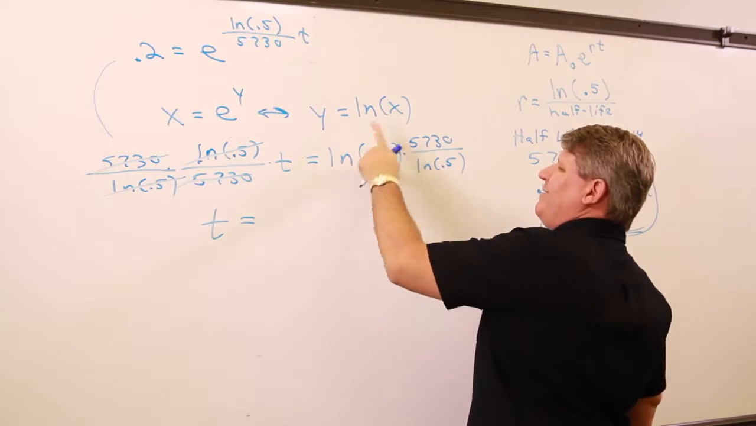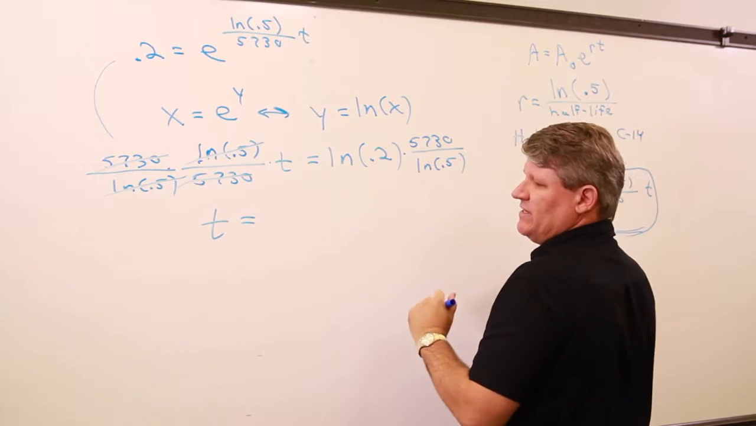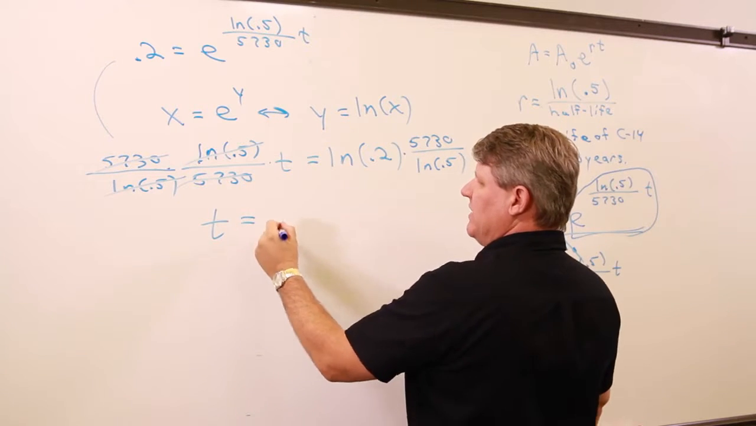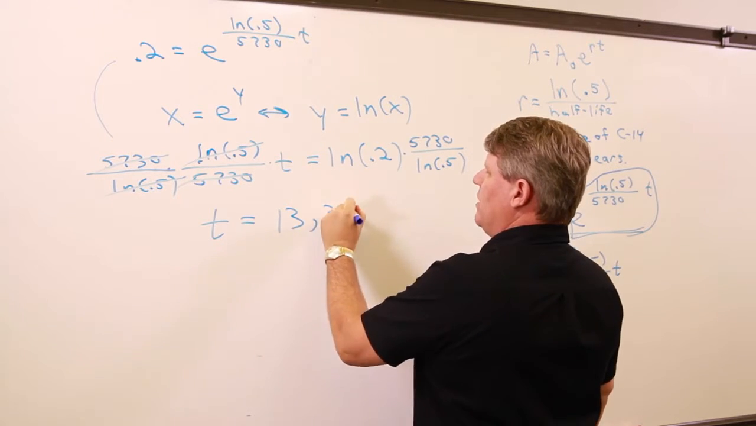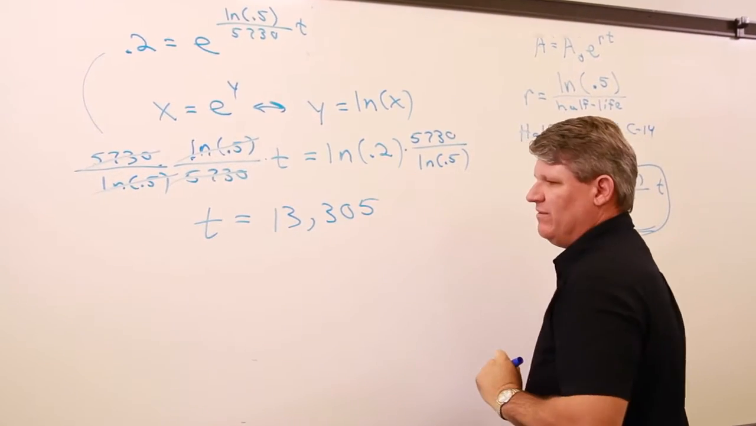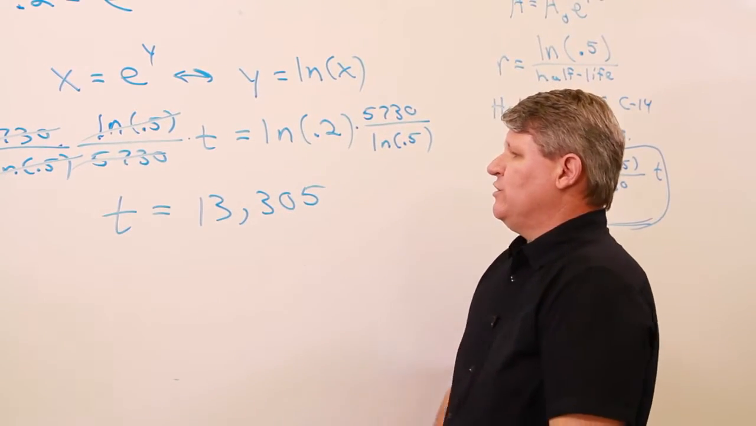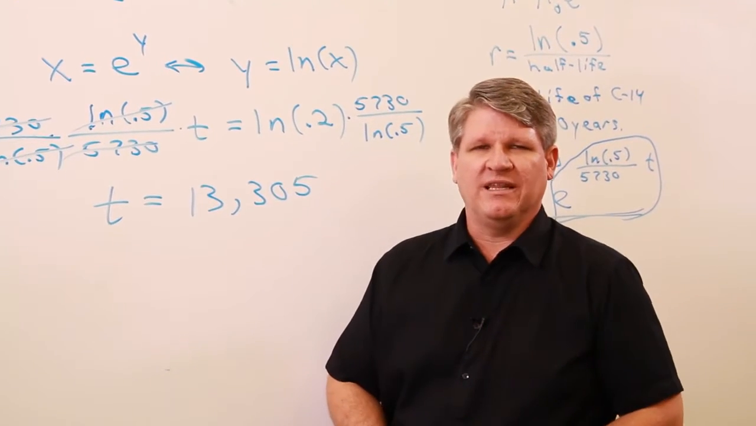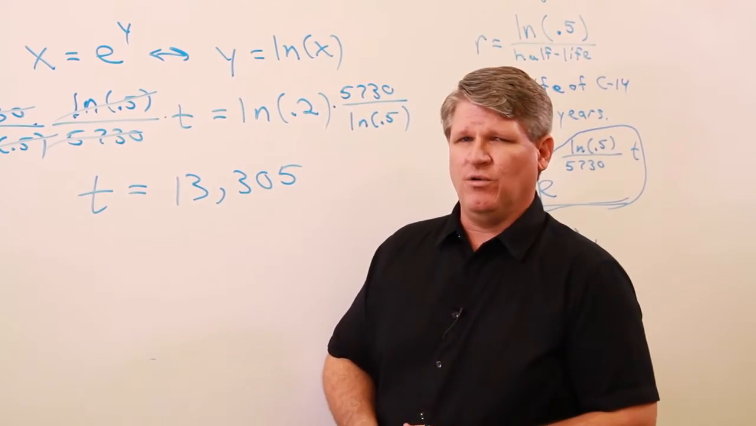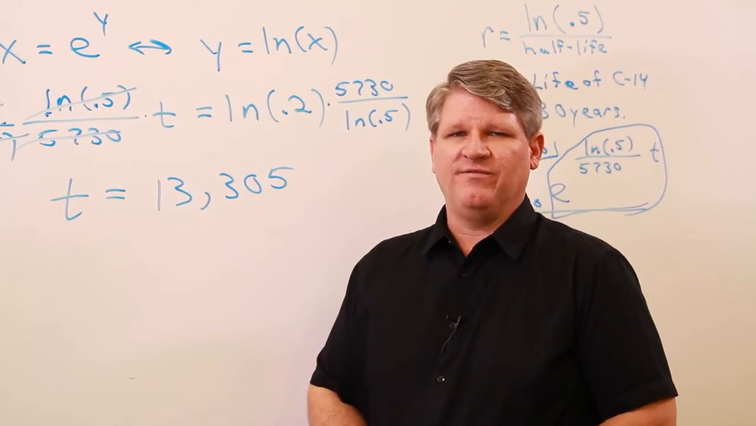Now, this is not a calculation that we can do in our head. However, I have already done this calculation, and it turns out that this answer ends up being about 13,305 if we round that to the closest integer. So it turns out that this mastodon, if it had only 20% of the carbon left in its bones, must have died around 13,305 years ago.